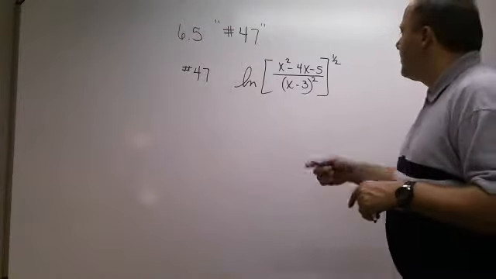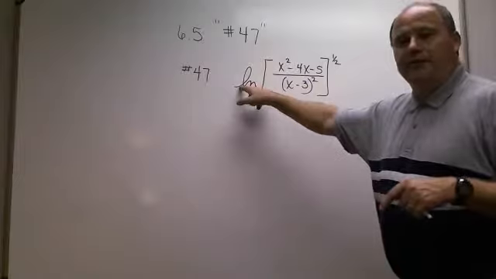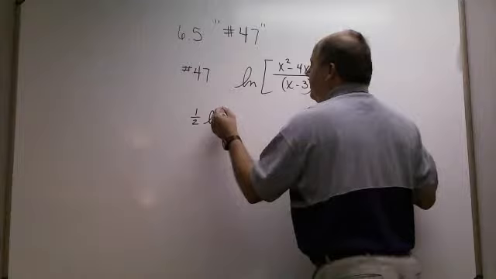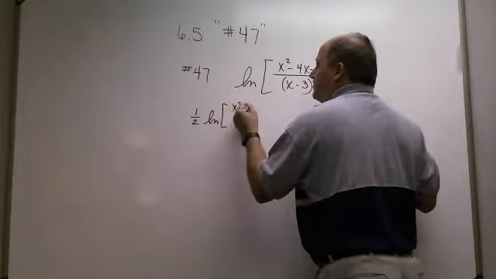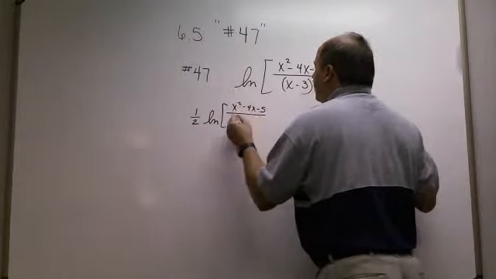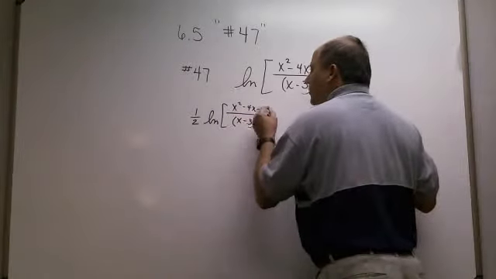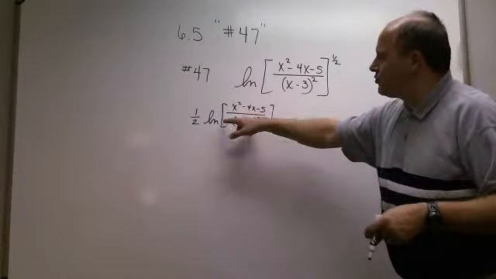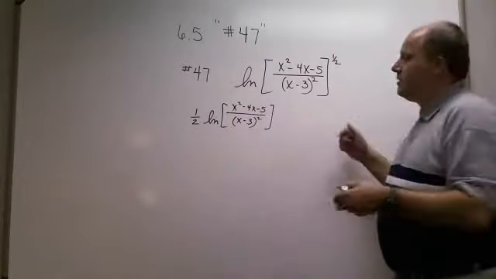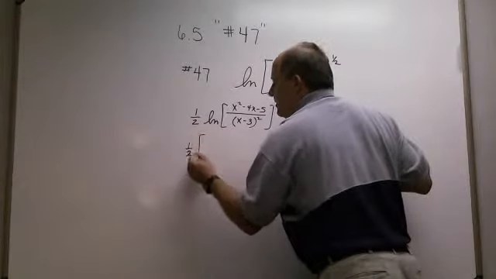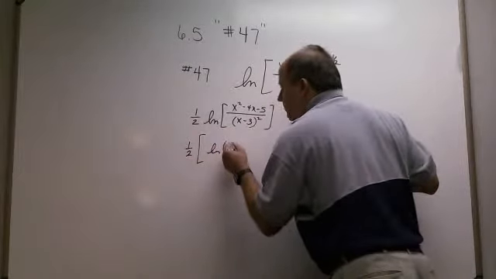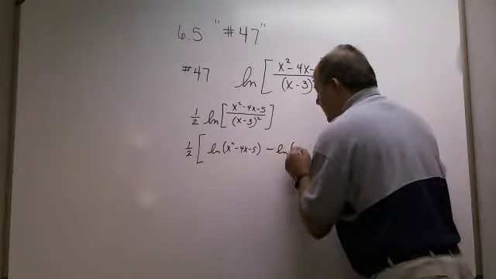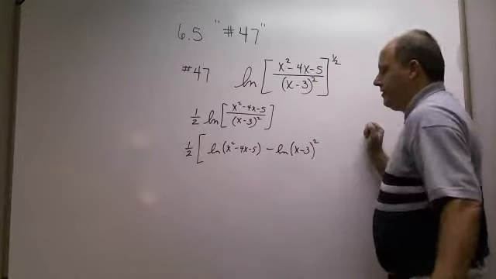So the first thing I'm going to do is move the 1/2 out front using the power rule. So this becomes 1/2 times the natural log of (x squared minus 4x minus 5) over (x minus 3) squared. Okay, so the 1/2 is now sitting out there. Now you've got the natural log of a quotient, and that's the quotient rule. So this becomes 1/2 times the natural log of x squared minus 4x minus 5, minus the natural log of (x minus 3) squared.